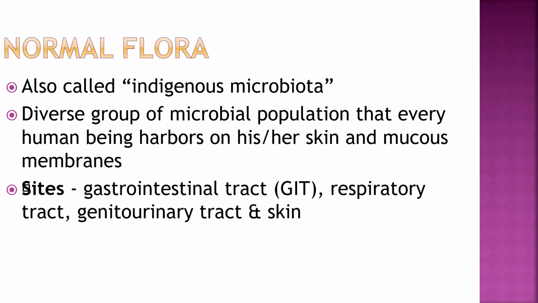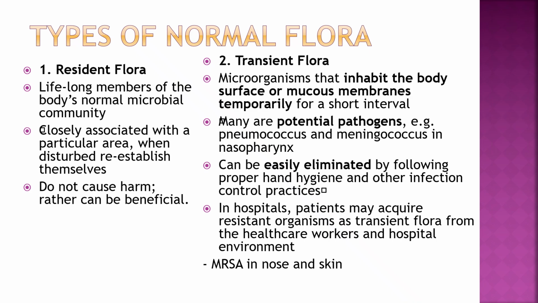So normal flora, also called indigenous microbiota, is a diverse group of microbial population that every human being harbors on his skin and mucous membrane sites: gastrointestinal tract, respiratory tract, genitourinary tract, and skin. So types of normal flora, there are two types, resident flora and transient flora. Resident flora are lifelong members of the body's normal microbial community, closely associated with a particular area; when disturbed, they re-establish themselves. They do not cause harm, rather can be beneficial.